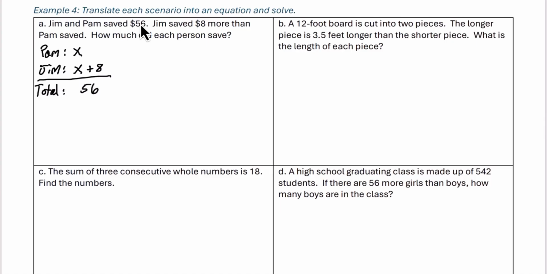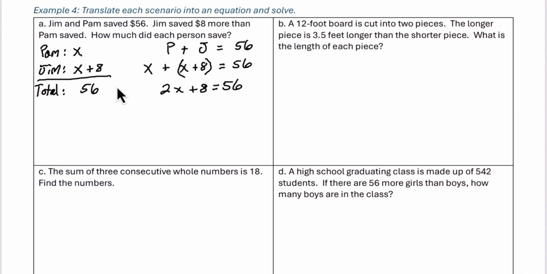So we can use this to help us set up the equation. Pam plus Jim equals $56. Pam we said is X. Jim we said is X plus 8. So this quantity here is Jim's for a total of $56. Now we can solve the equation. We have like terms. X and X will give us 2X. 2X plus 8 equals 56.